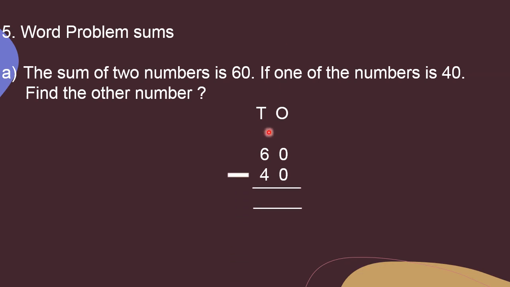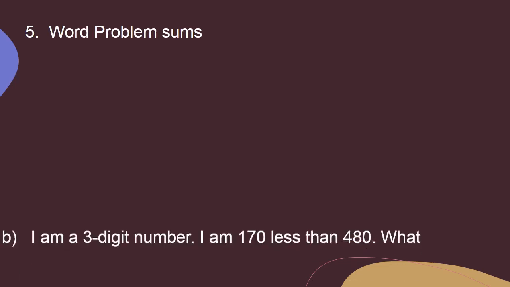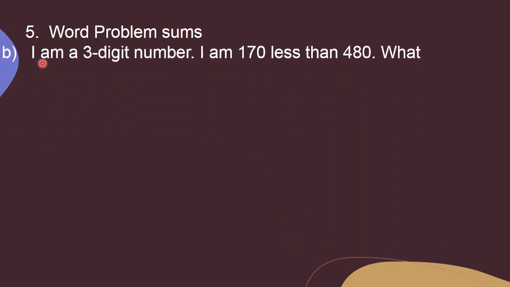So we will start from our ones place. So 0 minus 0 is equal to 0, and 6 minus 4 is equal to 2. So what is our answer? That is 20. So the other number is 20. Understood? Now in B part, I am a 3-digit number.